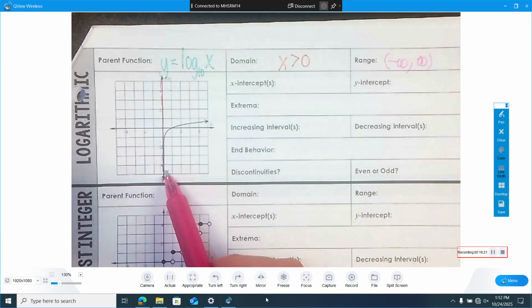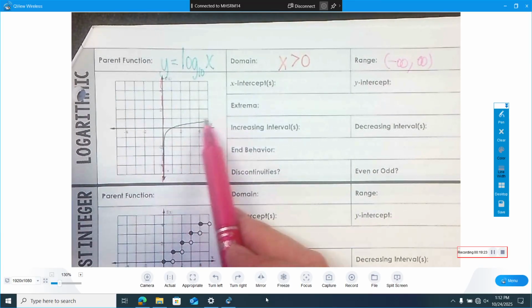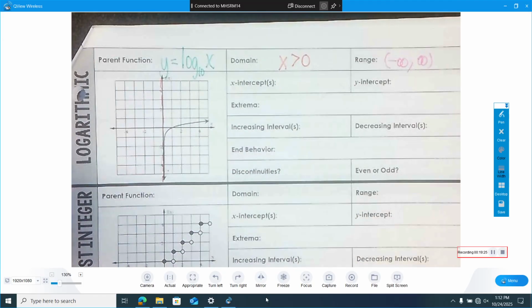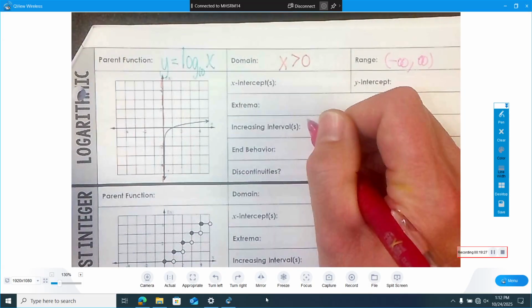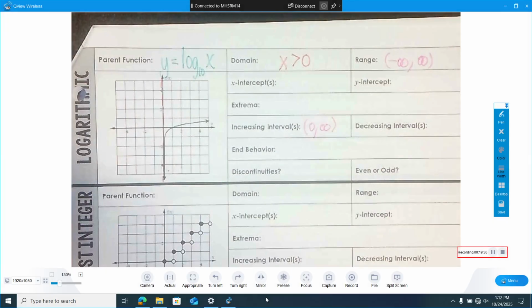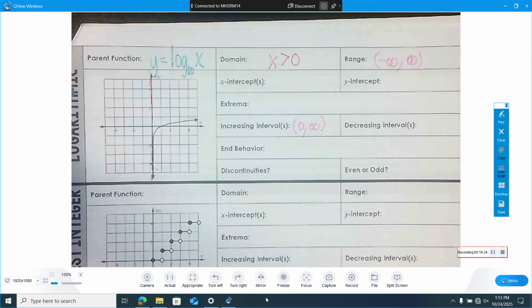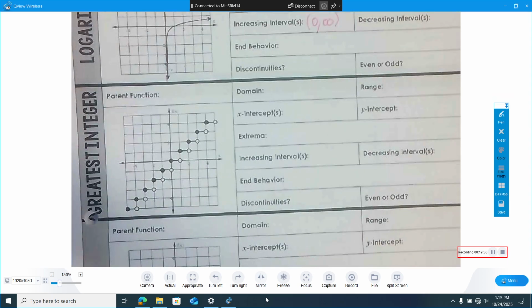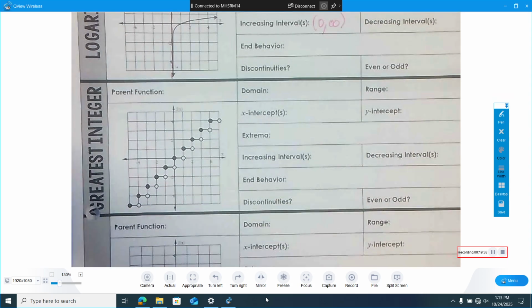Is this increasing or decreasing? Increasing. From left to right, we are increasing. So increasing from 0 to infinity, with a parenthesis there. Okay, good. Three more here, I can count.